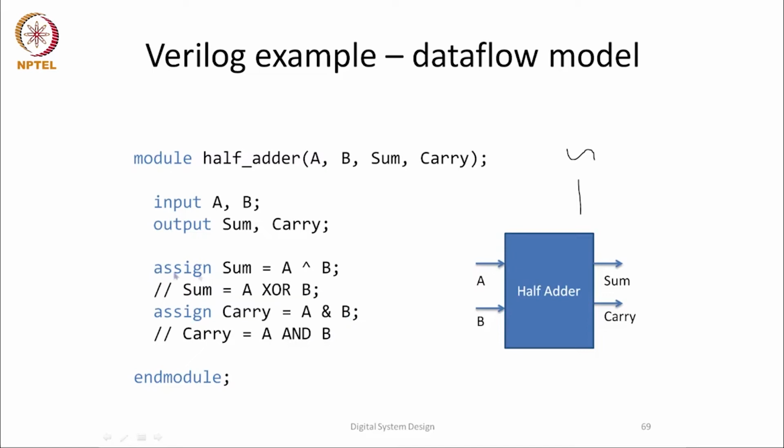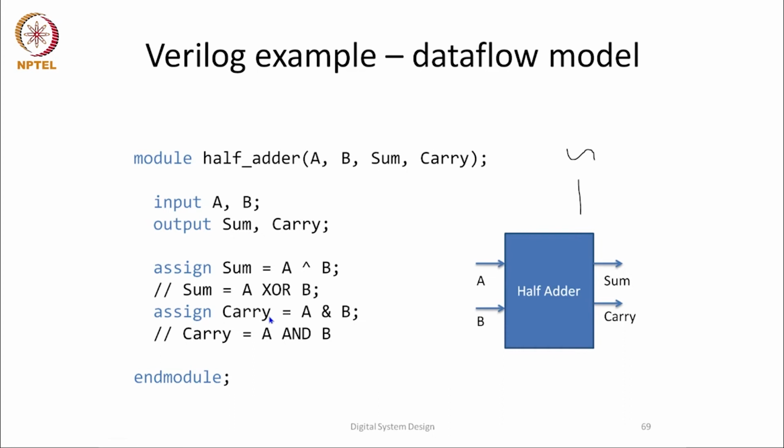Further, for this assign statement, there are two assignment statements here, and both of them happen concurrently. Because it's a hardware model, if there is a change in A and B, the change would be reflected in sum as well as carry at the same time.